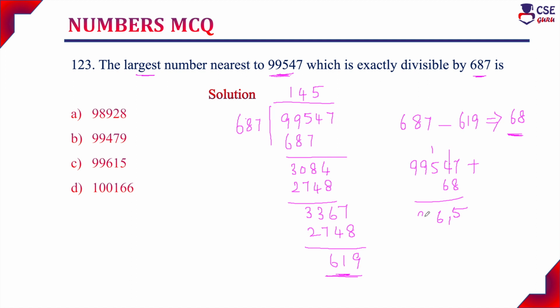So we will get 99615. And this is the number exactly divisible by 687. So the correct option is option C, 99615. Sorry, the question here is 144, not 145.